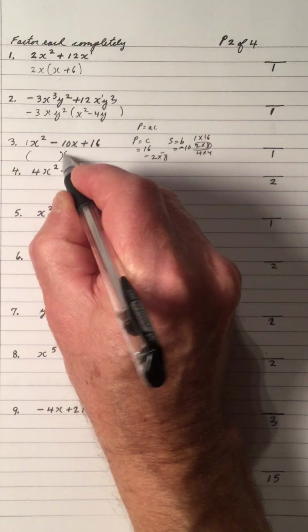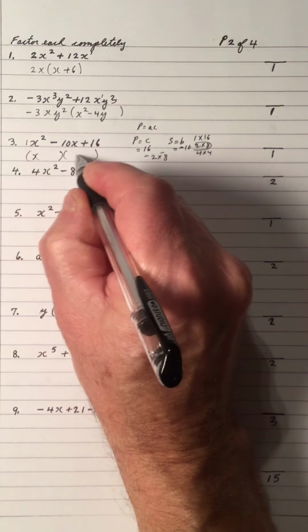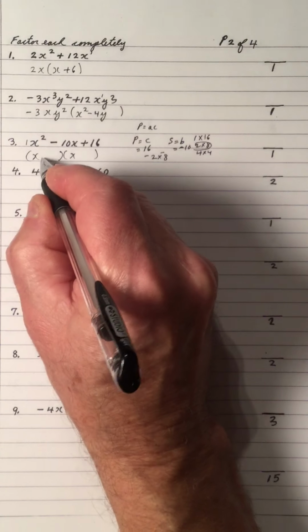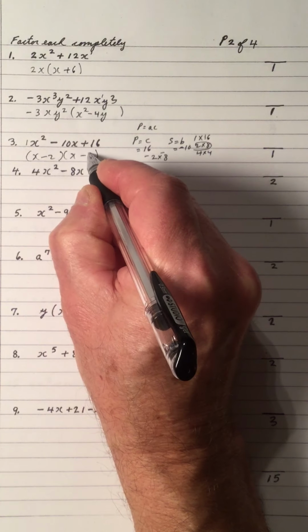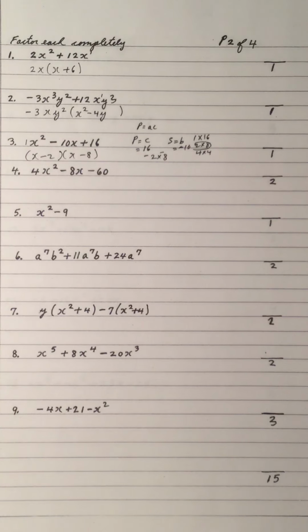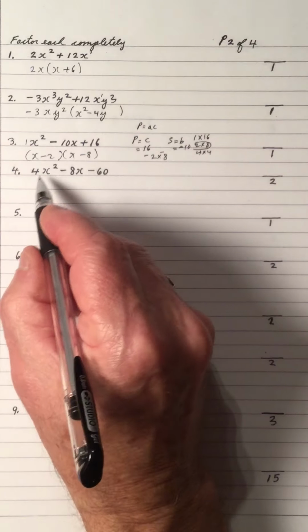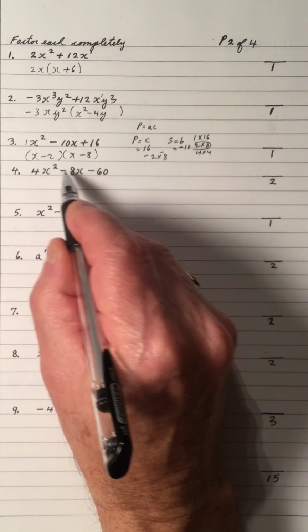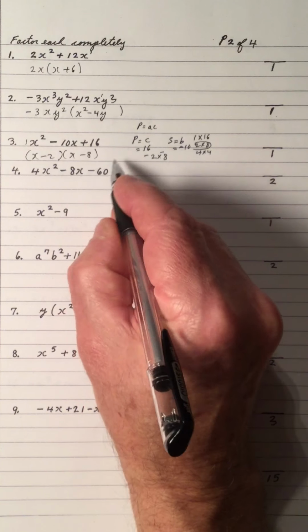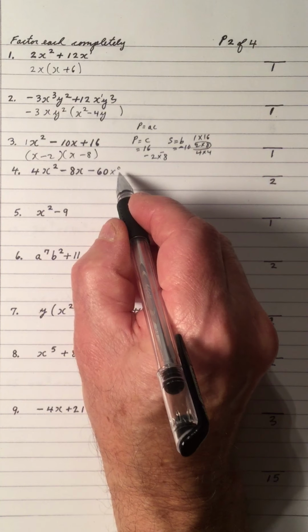In this case, when the a is 1, you have an x and an x, and these factors of negative 2 and negative 8 fit right into the brackets. Easy to do when a is 1. Give yourself a mark if you're correct. Number 4 is in descending order, x squared, x and a constant. Remember, a constant has x to the 0. That's why it's on the right side.